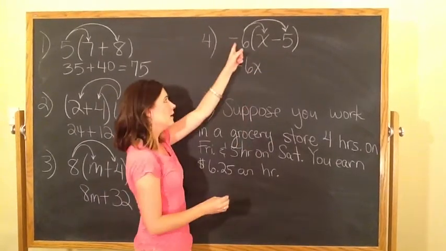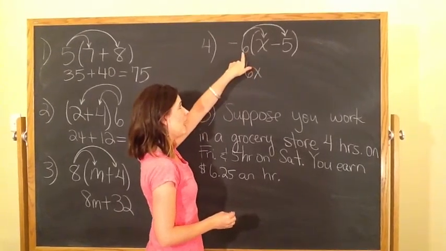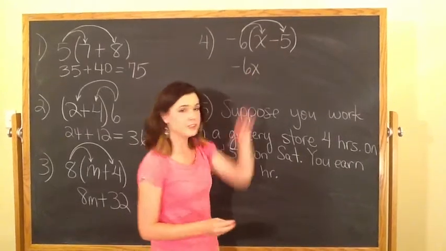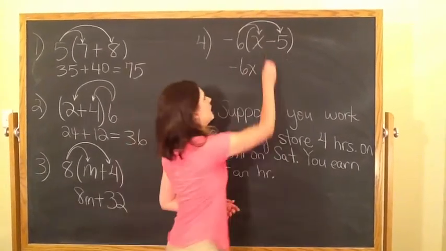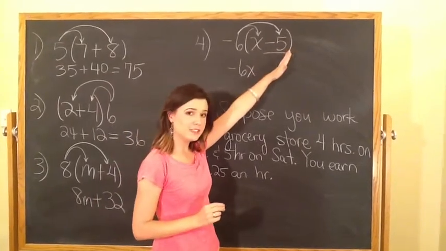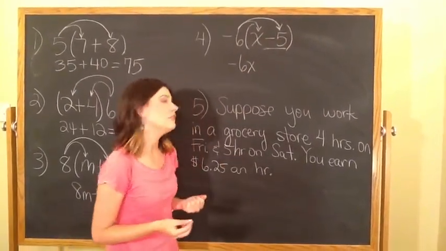So there's only one, so we have a negative 6x. Then we're going to go ahead and multiply negative 6 times negative 5. Now remember, when you're subtracting, that's the same thing as a negative for the term that comes after it. So it's not just a minus 5, it's a negative 5. It's because we're taking it away, so it's a negative number.